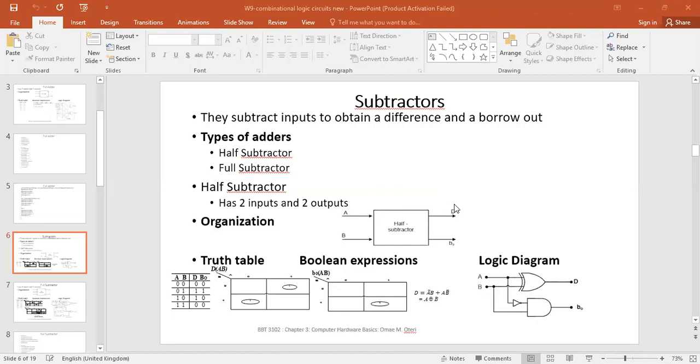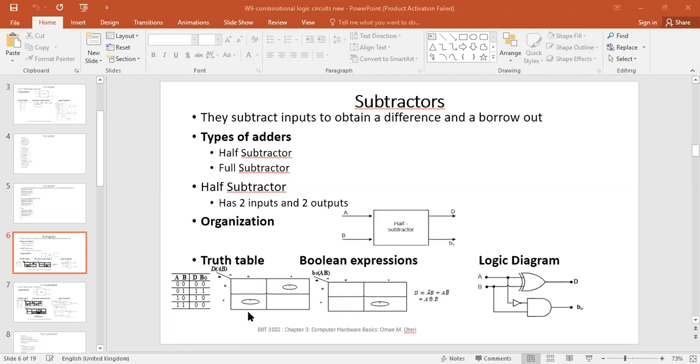So there are two outputs, as we have two inputs, and the two outputs I was indicating are the difference and the borrowout. This is just the same as what we had for the half adder, not so much of a difference. We just replace the sum with the difference and the carry out with the borrowout. If you look at the truth table, we basically have A and B as the two inputs, and D, the difference, and the borrowout as the two outputs.